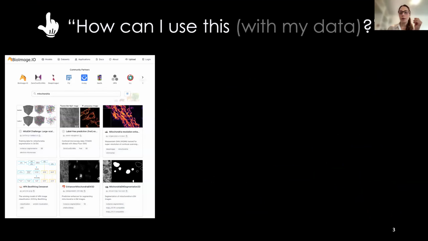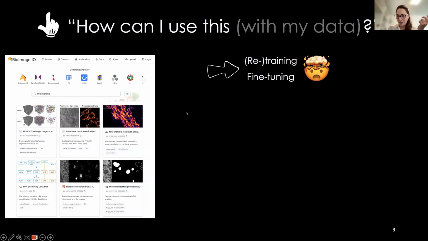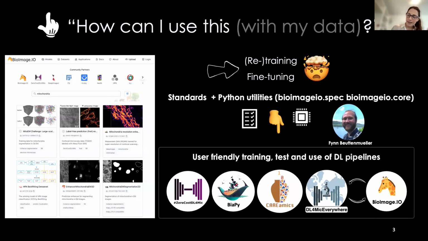One of the questions when we go into the use of these models is how can we use these models with our data? This is the most recurrent question that we have when we present the zoo, and where we have to retrain it most of the time. Thanks to those standards, and thanks to the very big Python ecosystem that Finn developed, which he will introduce later, we are able to consume them with the software that we are also developing in parallel. So we have ZeroCostDL4Mic, BioImage.IO, Ceramics, DeepImageJ, everywhere.